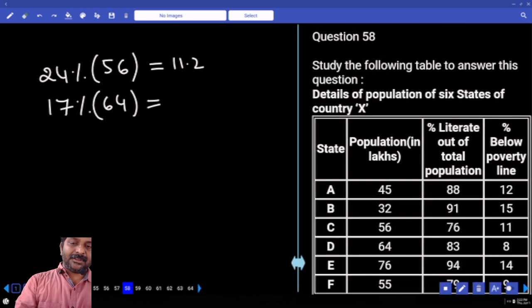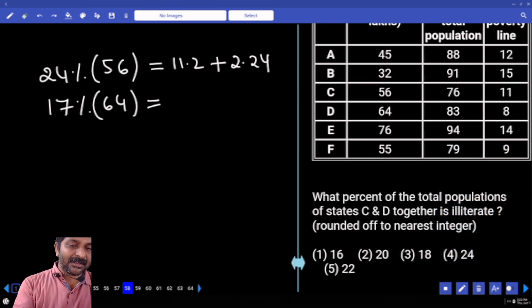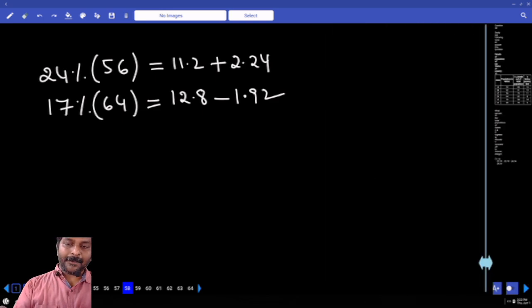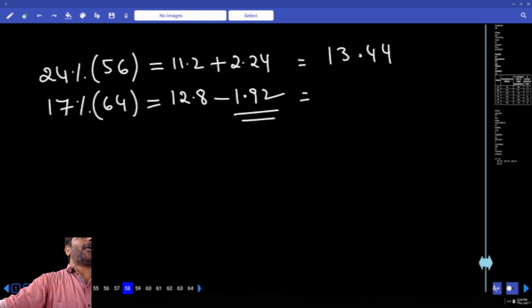So now you need to calculate 24%. You already calculated that 20% is 11.2. 2% is 1.12. Double it, 2.24. Then 17% of this number. The question is the next question, to be asked in the exam, not here. 17% is 20% minus 3%. 20% is 12.8. Minus 3%, let's calculate 3 times this number, 1.92. Okay, right. This value is 13.44. Instead of this, I'll do one thing: I'll subtract 2, then add 0.08.